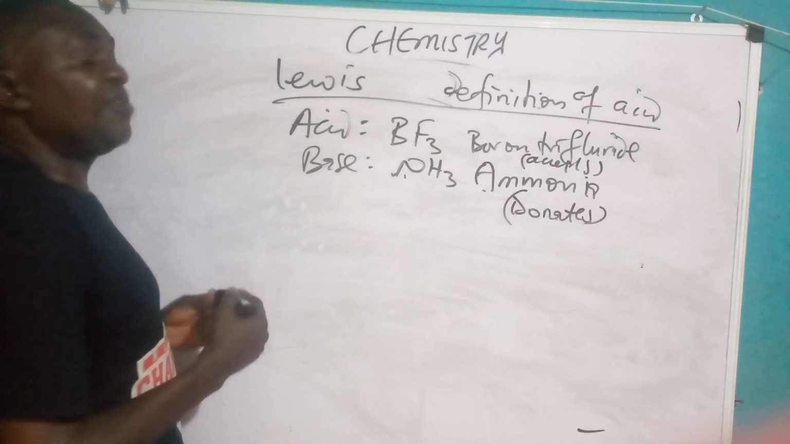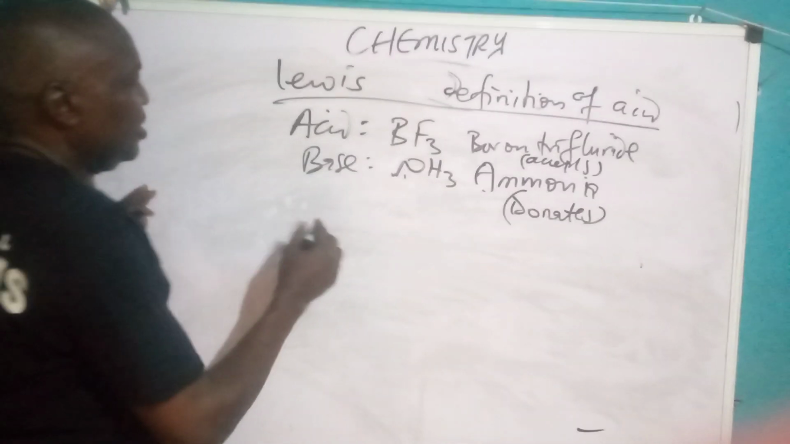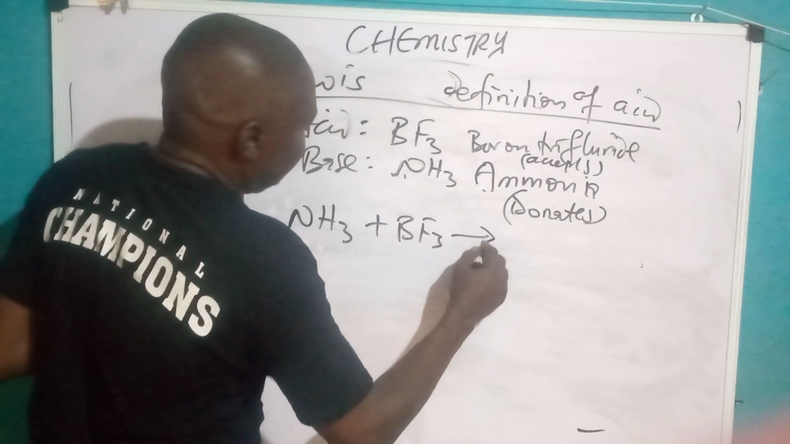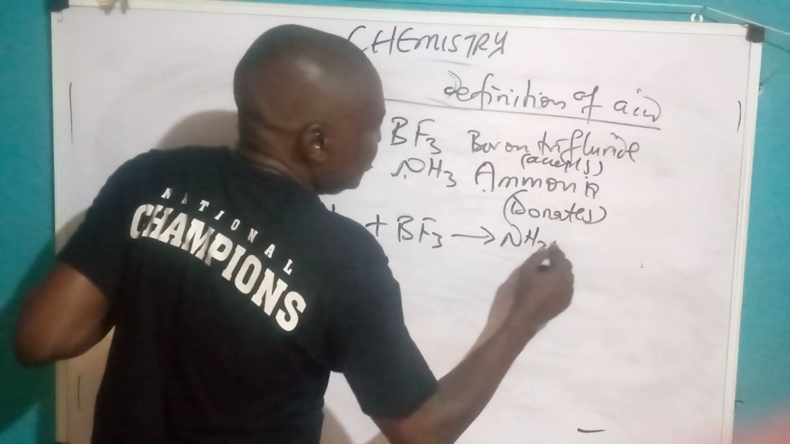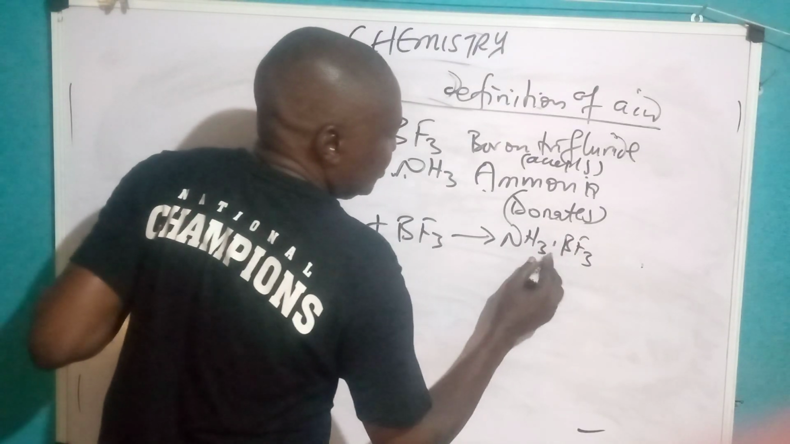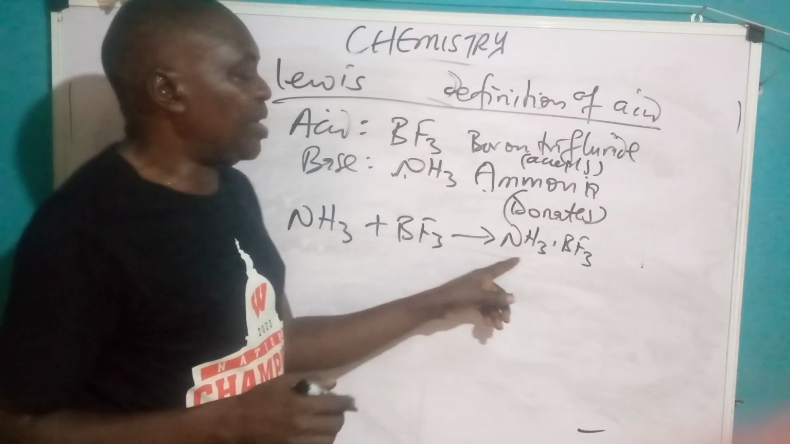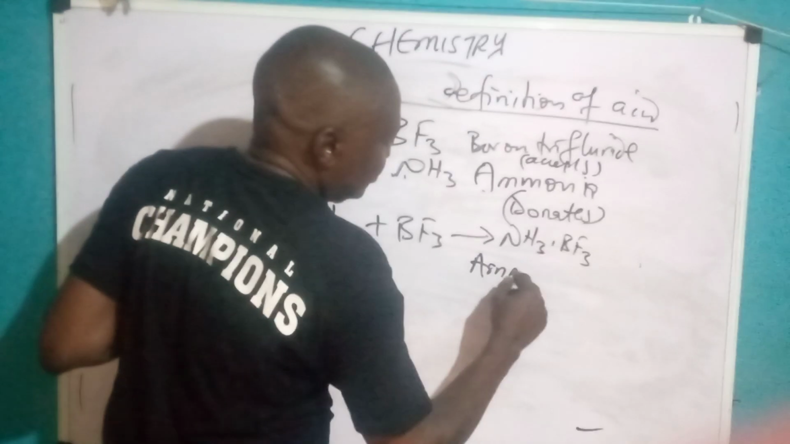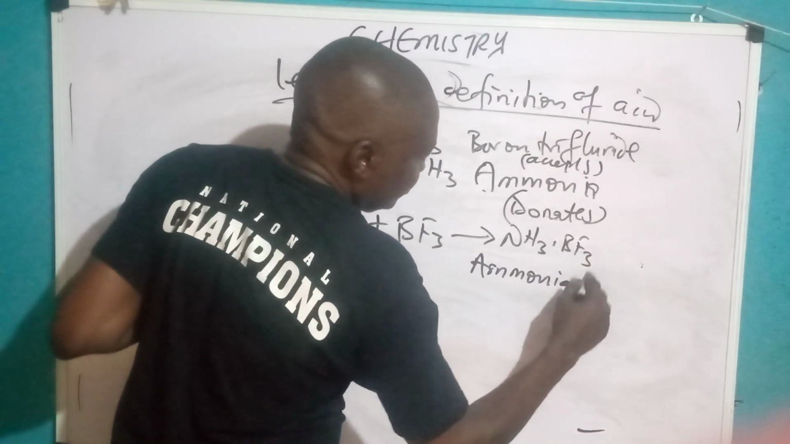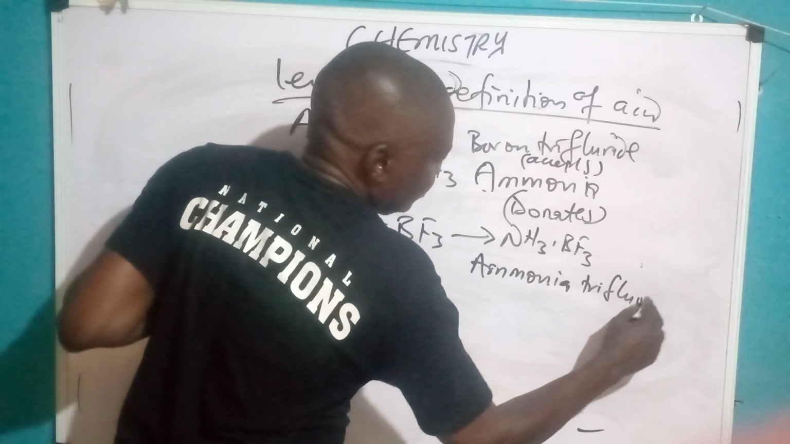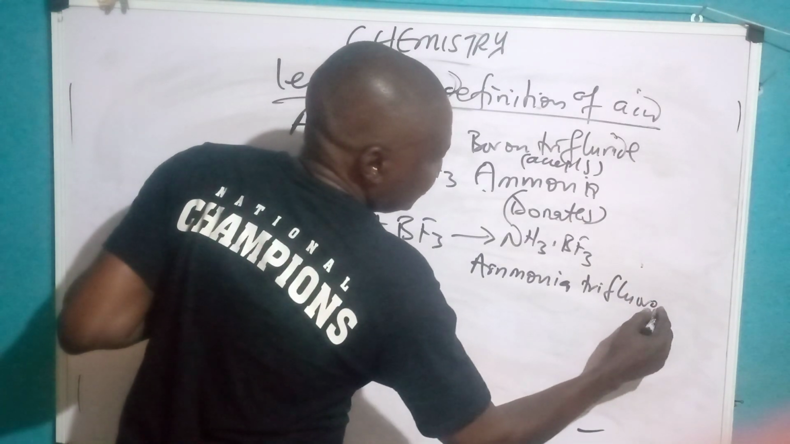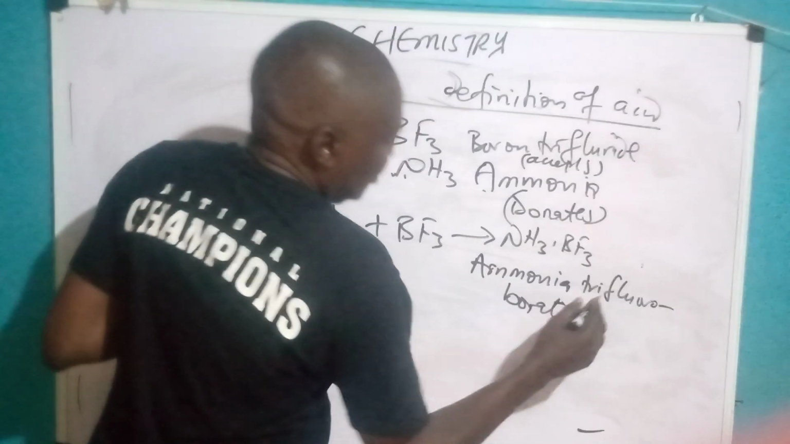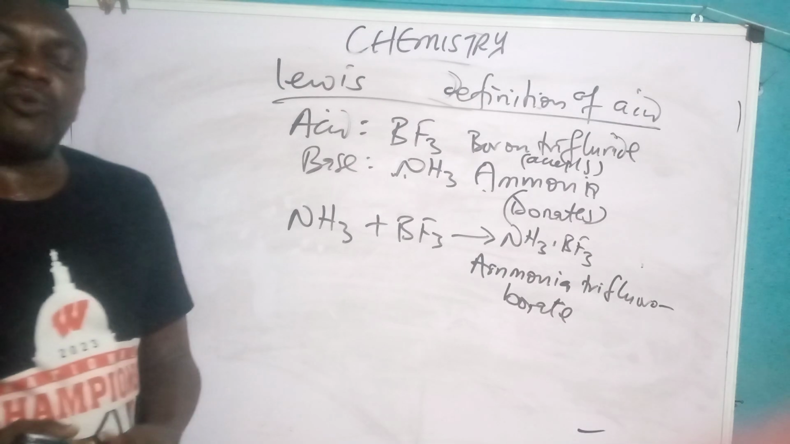You see it. So when both of them combine, they form a coordinate covalent bond. You have NH3 plus BF3 to give you NH3BF3. The name of this compound is ammonia trifluoroborane. So the type of bond holding them is a form of coordinate covalent bond.